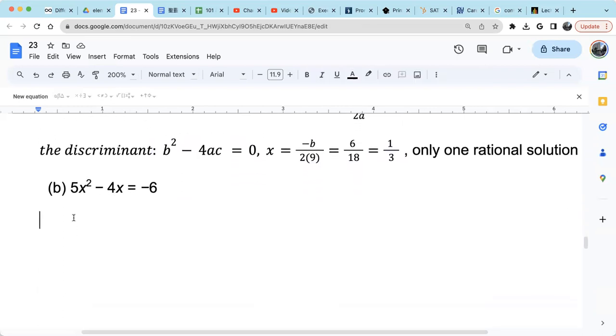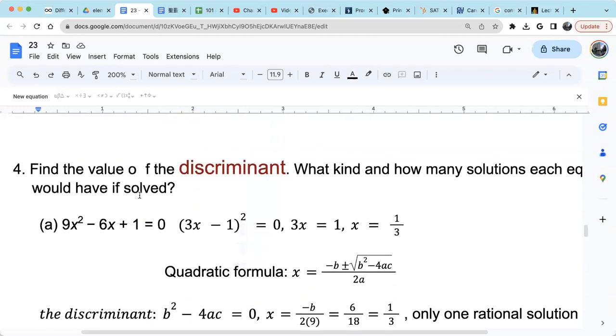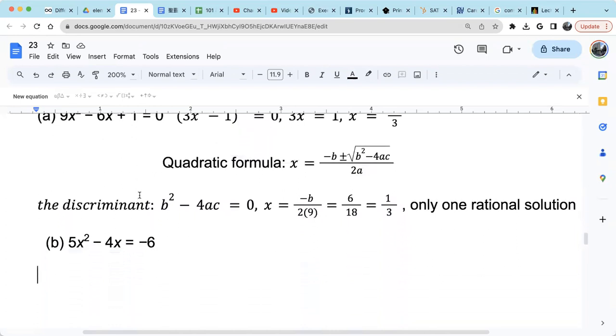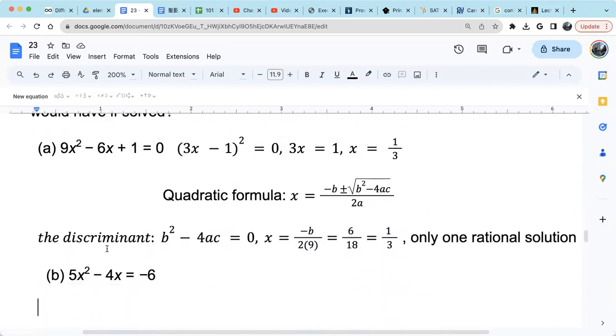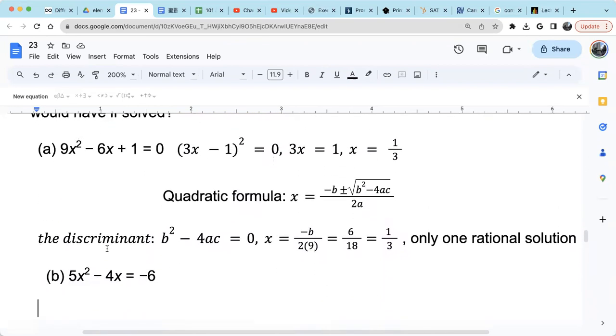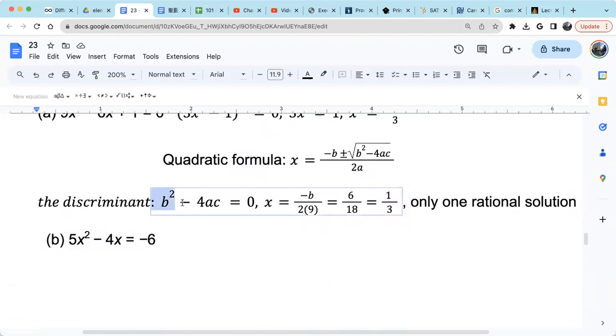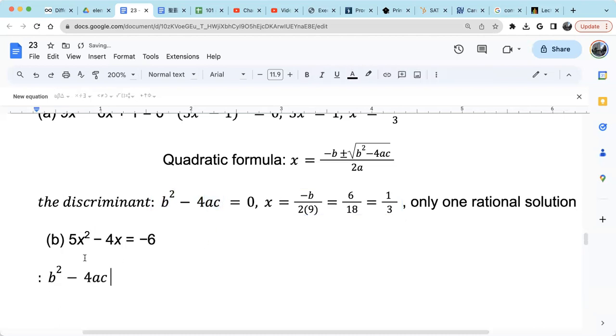Now let's see this one. Remember, we want the completing squares, right? Oh no, this one is discriminant. Again, let's use this. So we want to find b squared minus 4ac. Let's figure out A, B, C first.